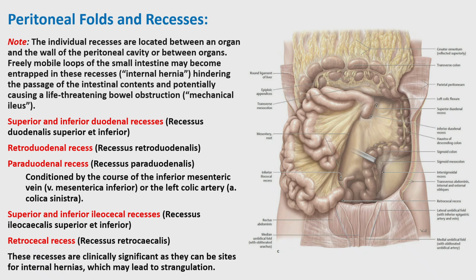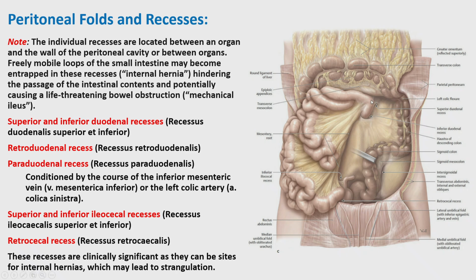The peritoneal folds and recesses, as I mentioned, are clinically important. A recess is either between two folds of the peritoneum or between an organ and the peritoneum. Some folds or recesses are sites of internal hernias or strangulation. It can happen. The most important ones are the superior and inferior duodenal recesses.